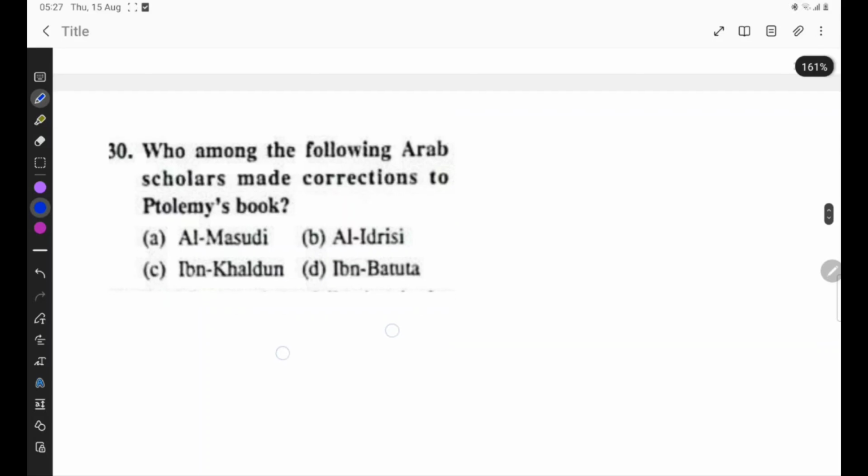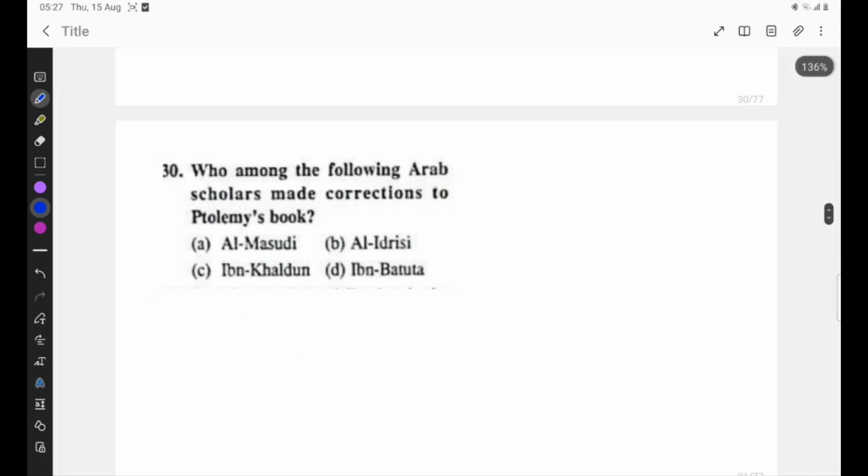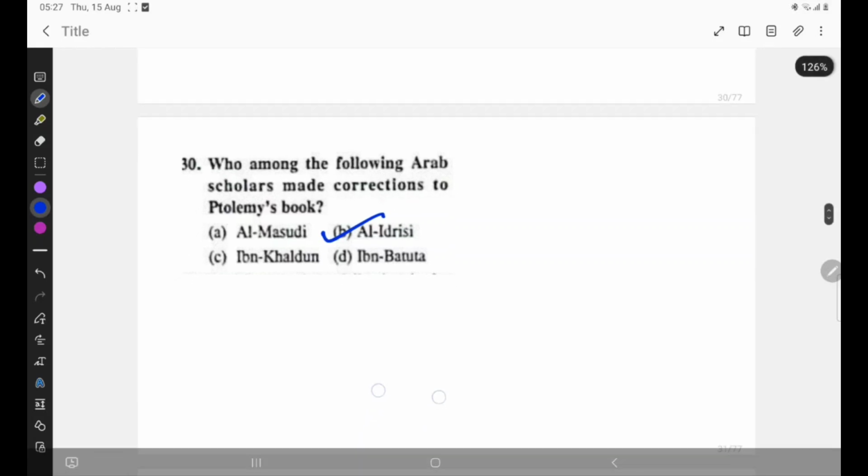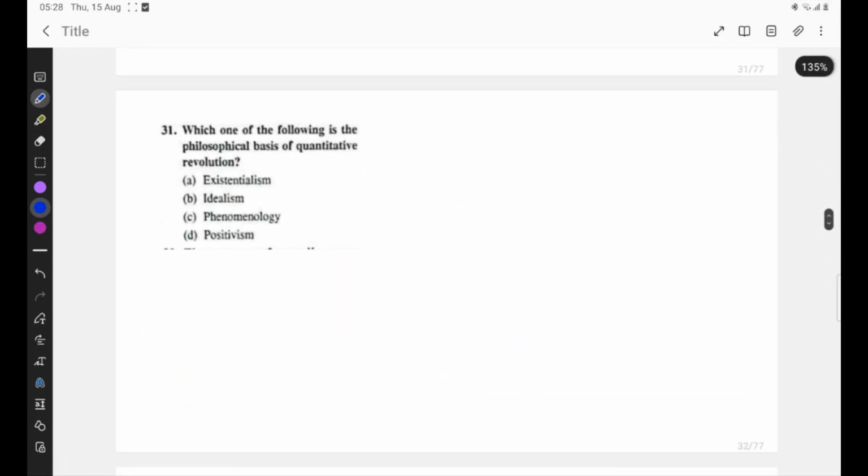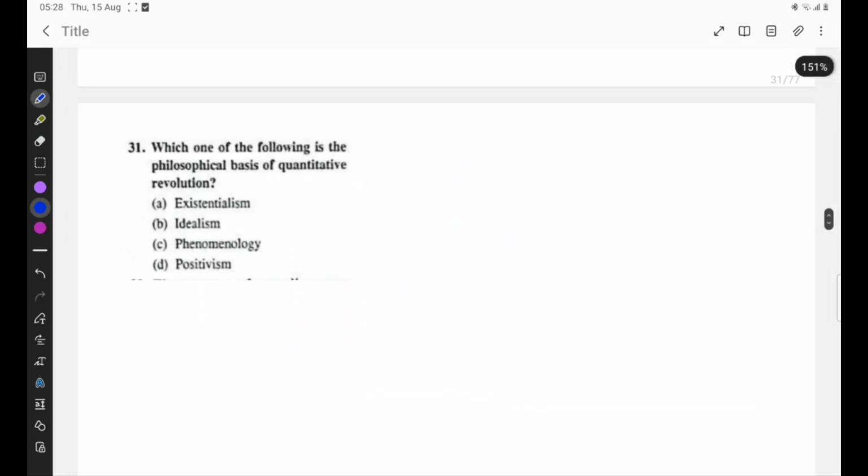The next question says, who among the following Arab scholars made corrections to Ptolemy's book? So it's Al-Idrisi. Which one of the following is the philosophical basis of quantitative revolution? Existentialism, idealism, phenomenology, or positivism? Positivism is the answer.